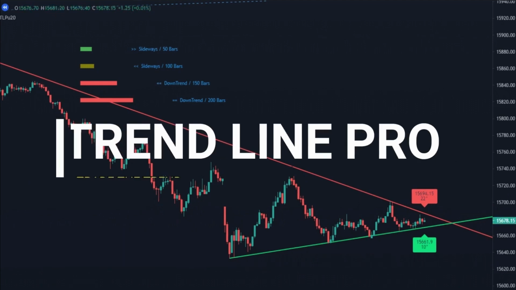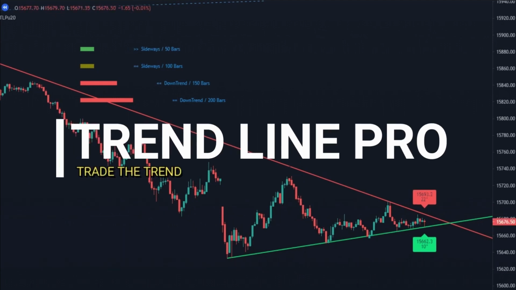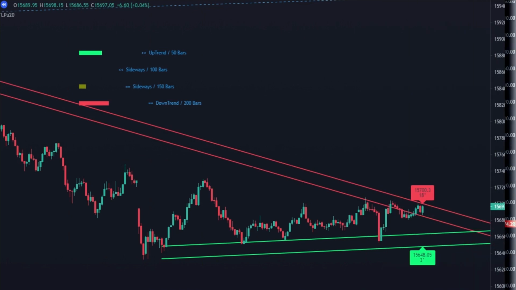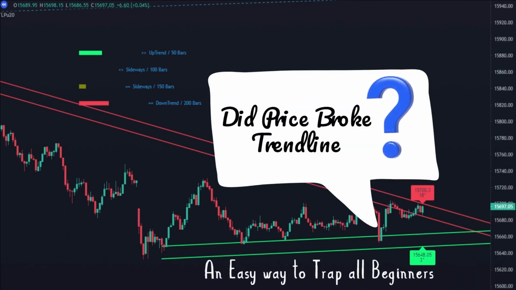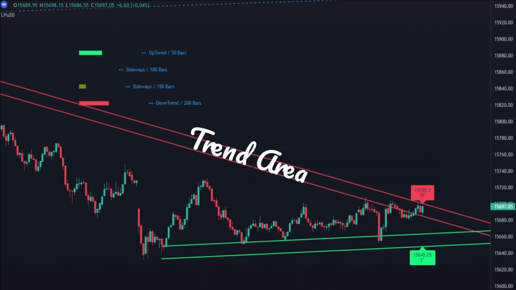Presenting the Trendline Pro indicator, which will help save your time in plotting the trend lines. It will keep you aware of the break of the trend lines and checks if it is a valid one or not. It tracks the price and keeps you informed if the price is inside the trendline area.